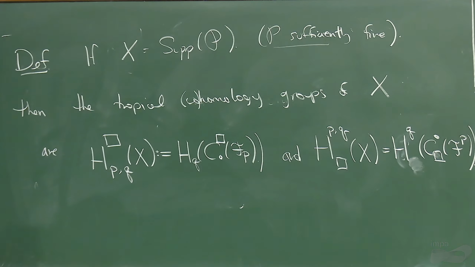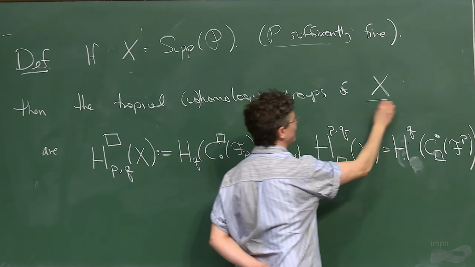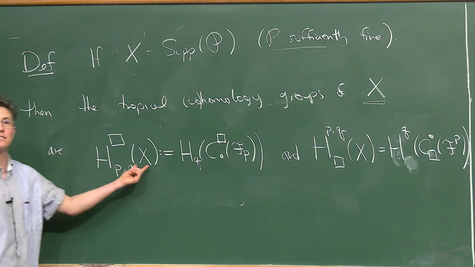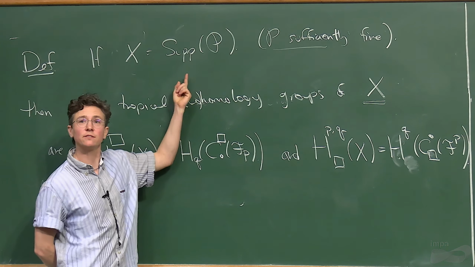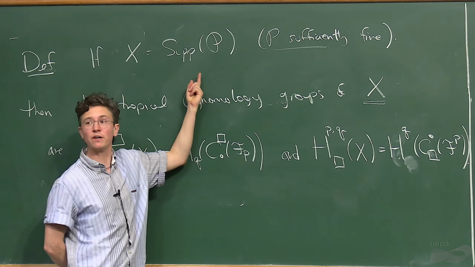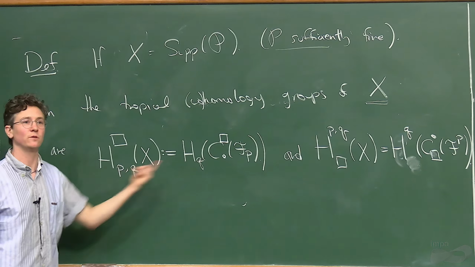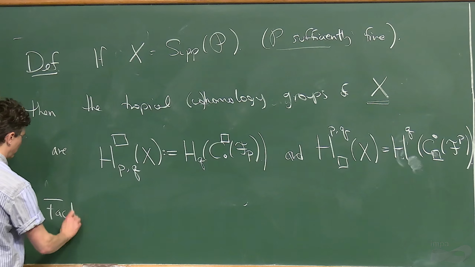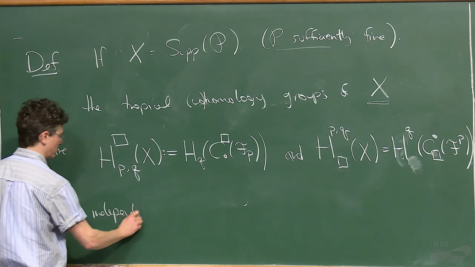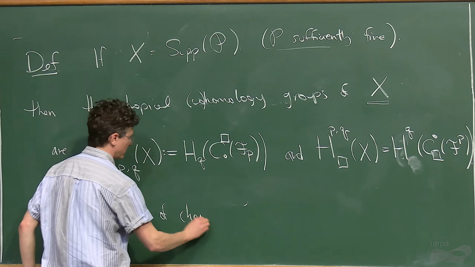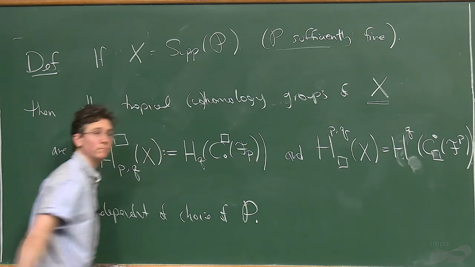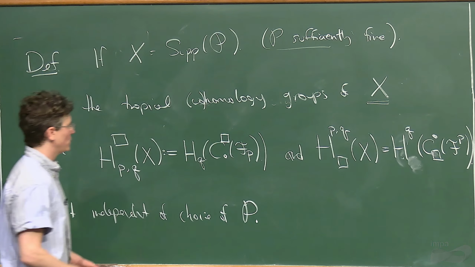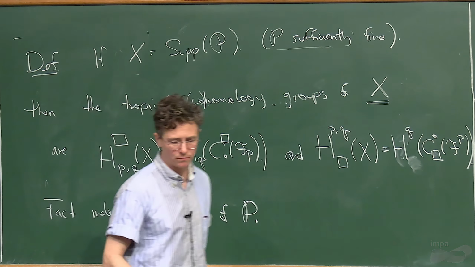Okay. So there's a statement in here that there's some sort of independence of the choice of P, right? Because I've defined something for X, which just has the support of some polyhedral complex. If I take another polyhedral complex, say a refinement, why should these be the same? But that is a fact, so I just included that fact in the definition. So it's independent of the choice of P, which even in the fan case is not obvious.